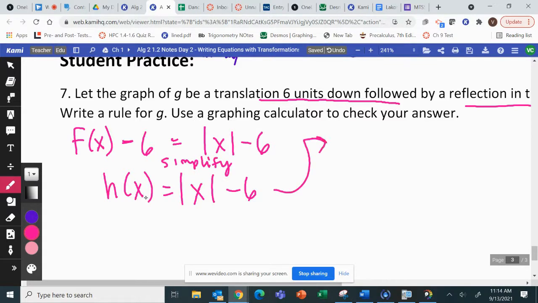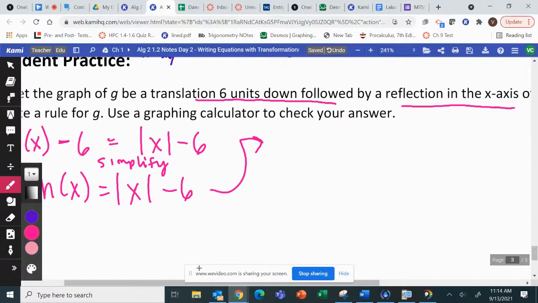So now we're going to do the g equation, which is the final one, where we do a reflection in the x-axis. How do we do a reflection in the x-axis? In front of what? Okay, so first of all, my directions in function notation say negative in front of the function. Oops, it's not an f anymore, it's an h. Negative in front of the function. That's my directions. So what I heard you say was put a negative in front of the absolute value. Is this the correct answer?